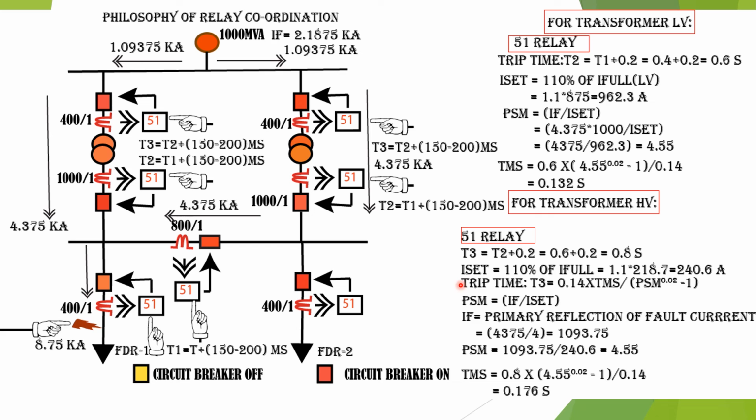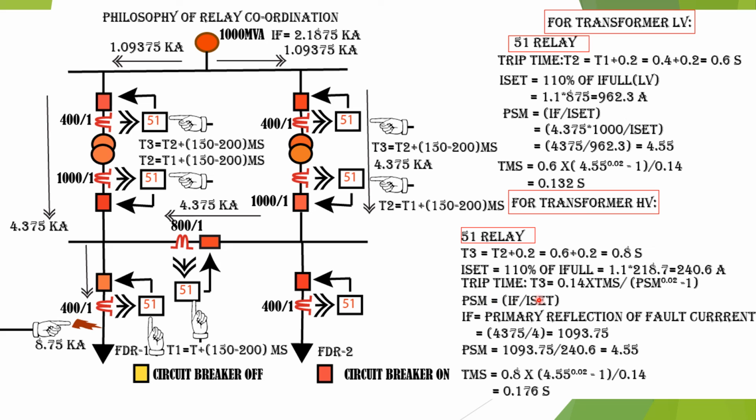Here again the current set in the overcurrent relay is 110% of the full load current. In the HV side the full load current is 218.7 ampere, which is given by the formula 50 divided by root 3 into 132. So the current set comes as 110% of the full load current in the HV side, which is equal to 240.6 ampere.